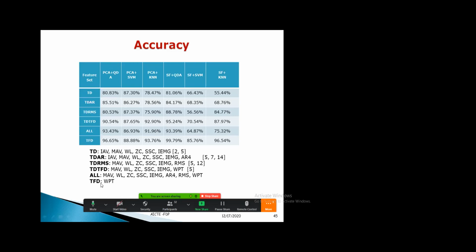As you can see, the time-frequency feature, which is the WPT feature, along with SF and QDA, along with SF and SVM, and along with KNN, gave us very good results. SF with QDA has given us 99% accuracy. This is what we were looking for, and this is what we have achieved in this work. And SF plus KNN gave 96.54%.